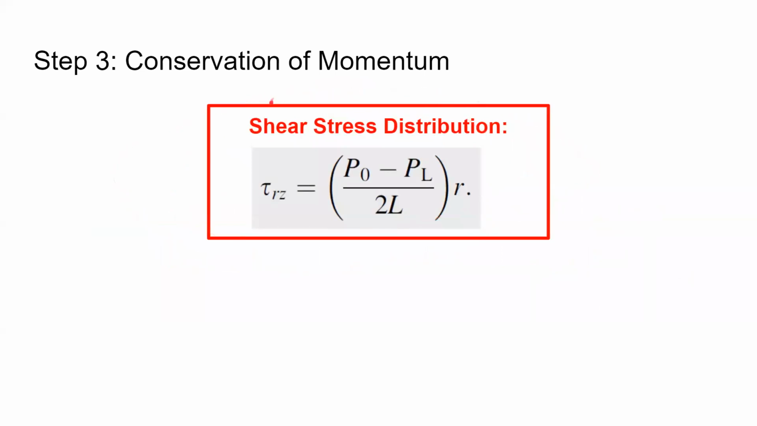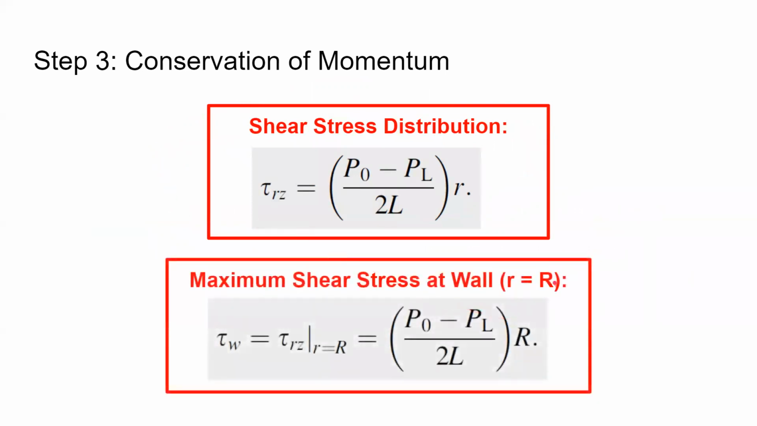Great. And we also know that shear stress is maximum at the wall, radius equals capital R. So all we do to find the maximum shear stress is to plug in capital R, and this is our maximum shear stress of our system.